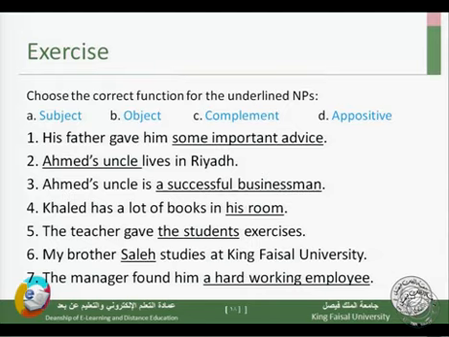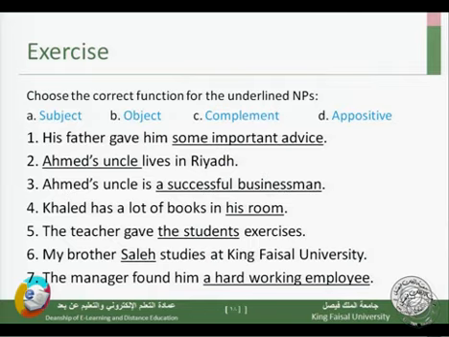Number 4, Khalid has a lot of books in his room. We have his room, and this is a noun phrase, of course, and you notice before the noun phrase we have in, which is a preposition. As we said, if we have a noun phrase that comes after a preposition, the function of this noun phrase is the object of a preposition. So in this case the correct answer for number 4 is B, object of a preposition. It is an object, so we choose B.